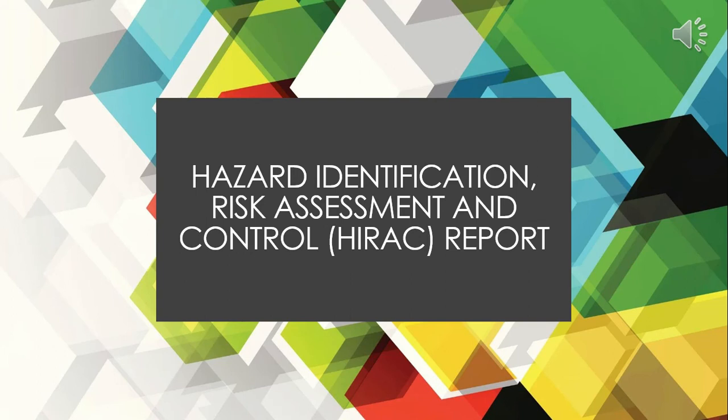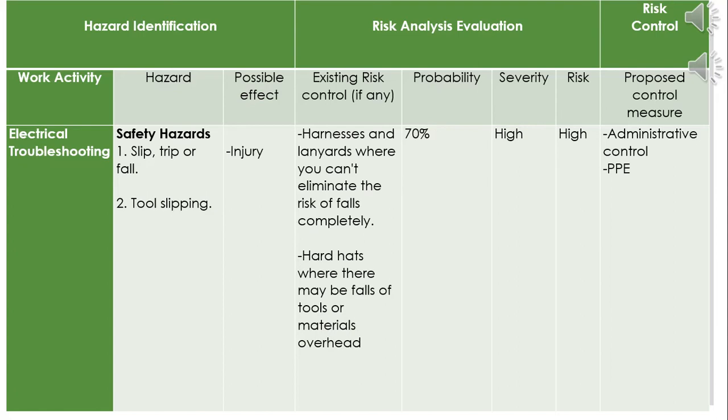Hazard identification, risk assessment, and control report. Work activity: Electrical troubleshooting. Hazard: In safety hazards, number 1: Slip, trip, or fall. Number 2: Tool slipping. Possible effect: Injury.